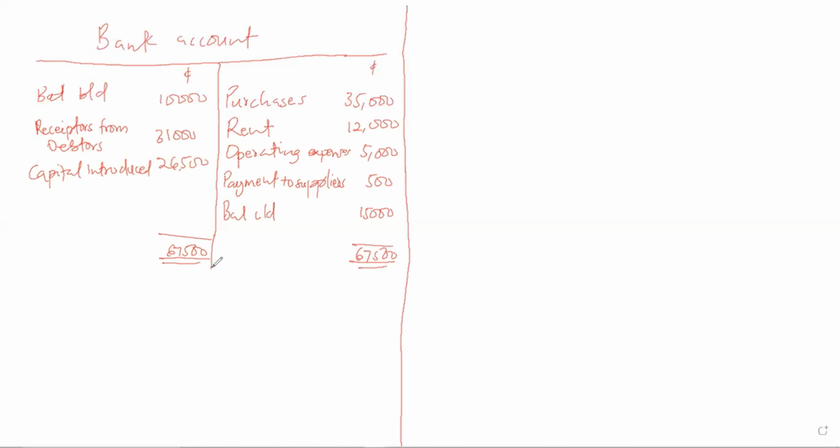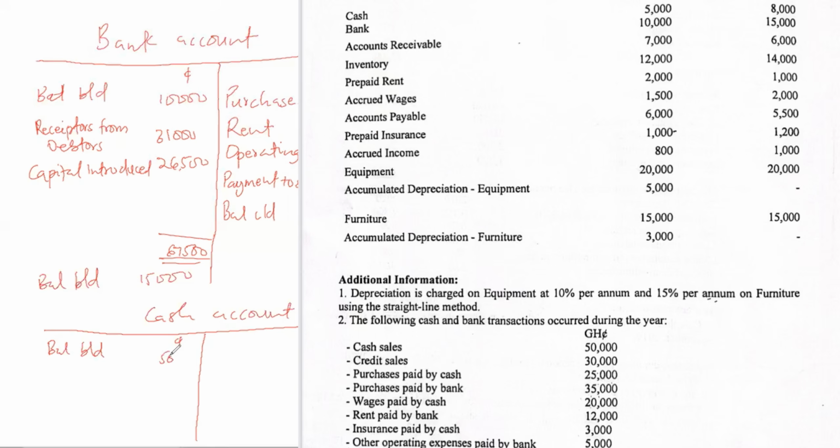Then let's prepare our cash account. So we have our cash account here. For our cash account, cash is an asset, so the opening balance will be on the debit side. So balance brought down is 5,000. And the closing balance will be on the credit side, which is 8,000.